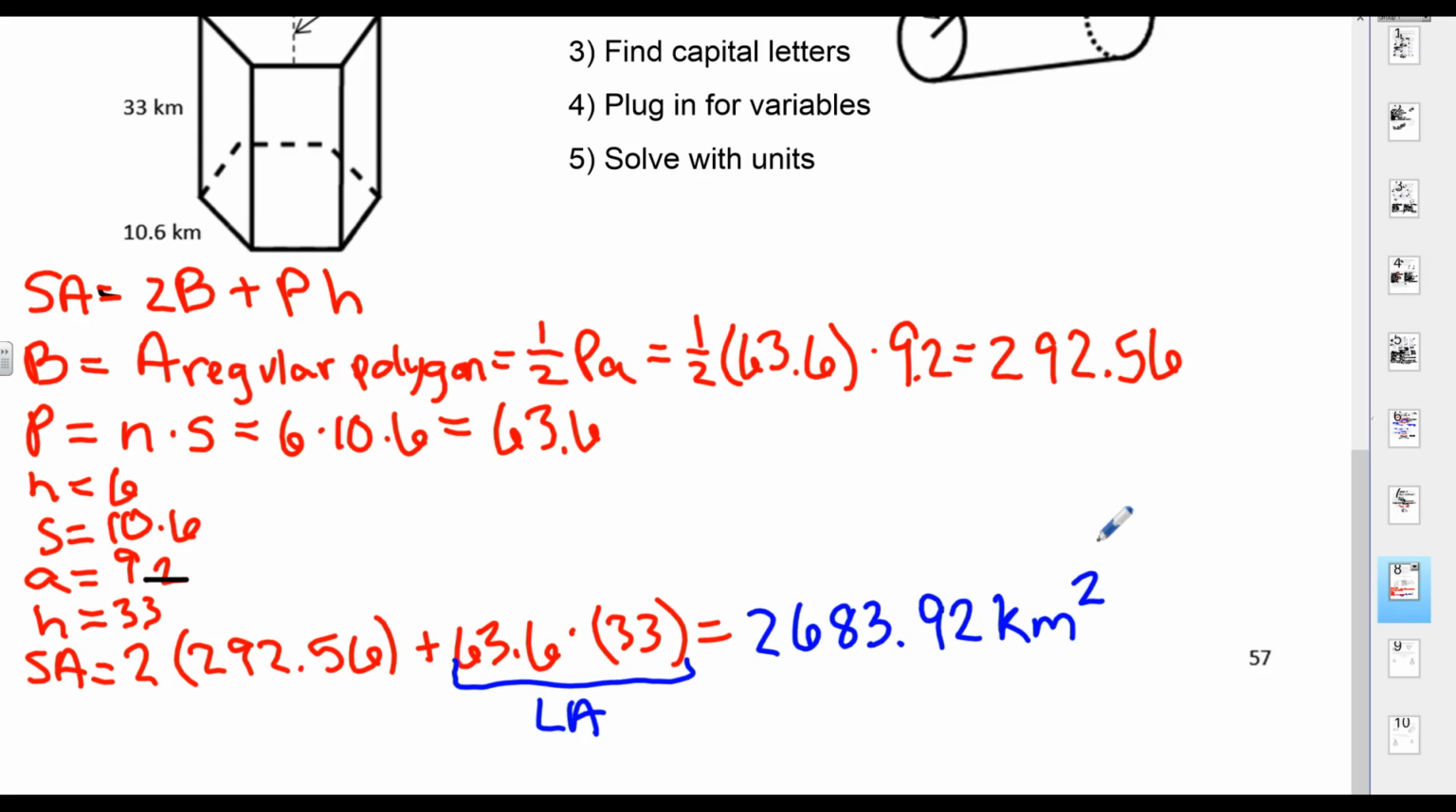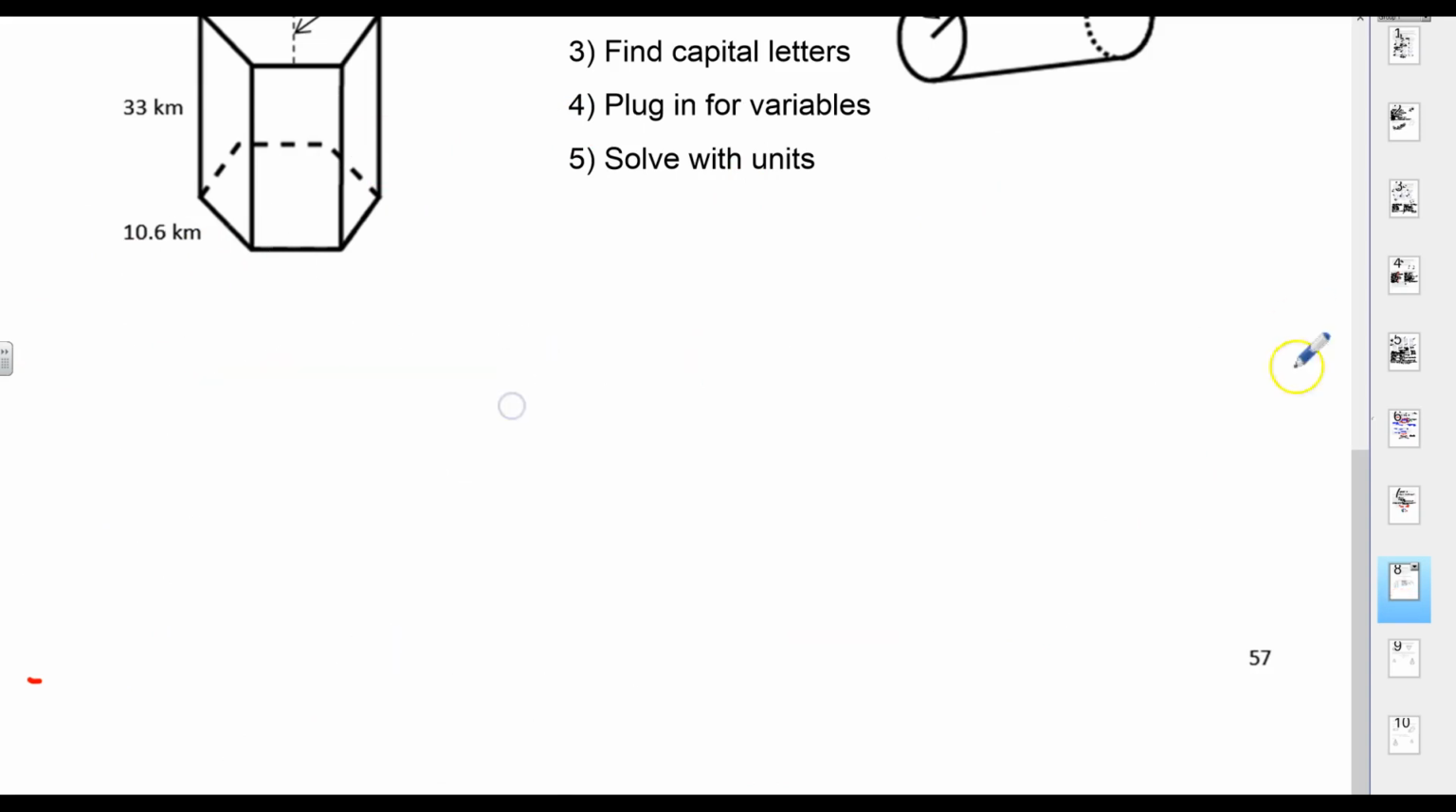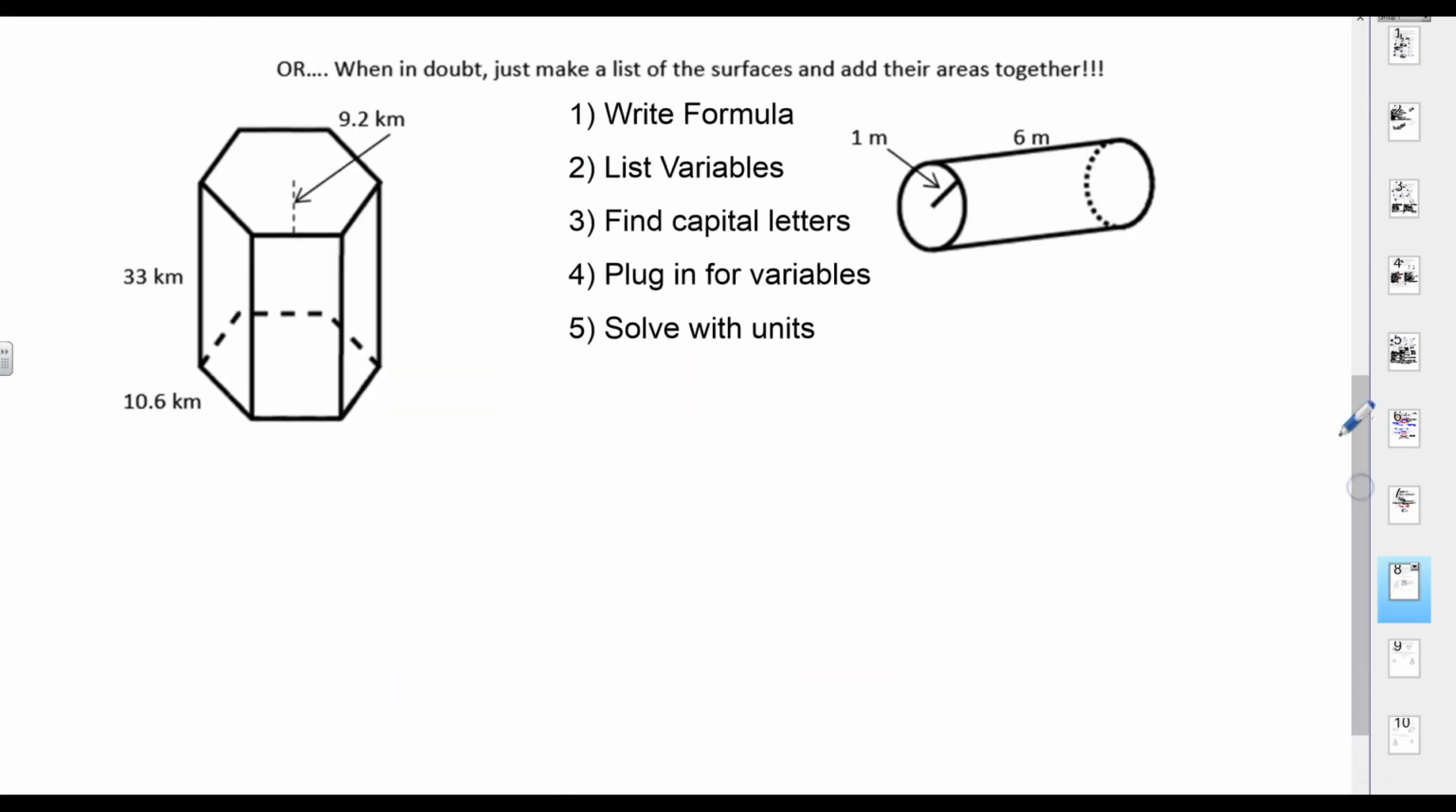That's kind of a ridiculous unit, but there you go. That's how we would find the surface area of this. I'm going to erase this so I can work on the cylinder so I have some space. But let's take a look at the next piece then. So now we're going to do a cylinder.